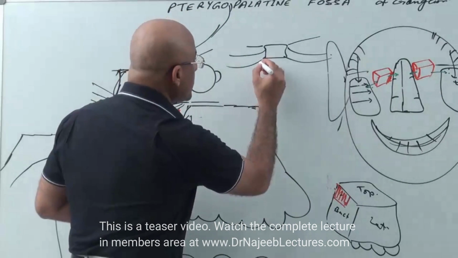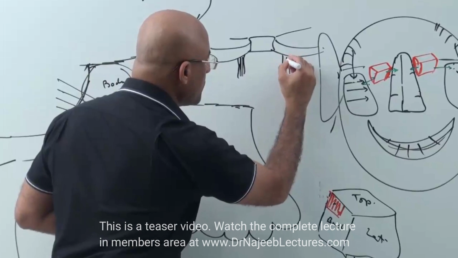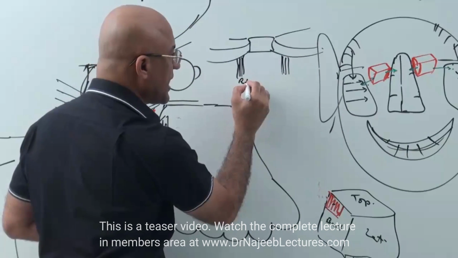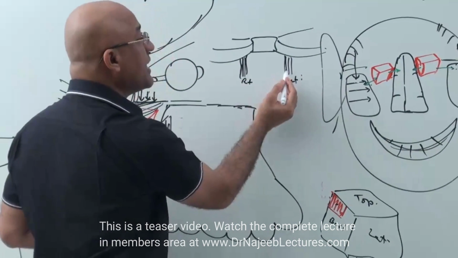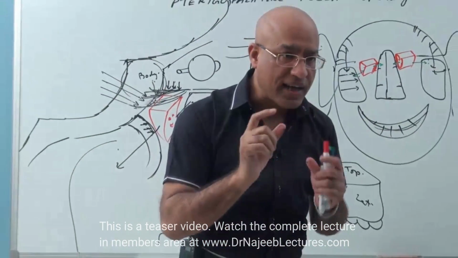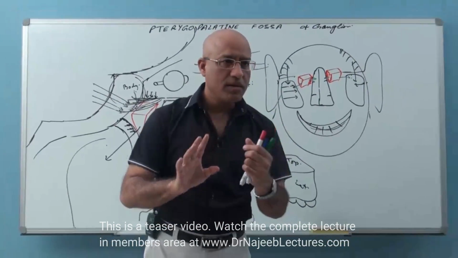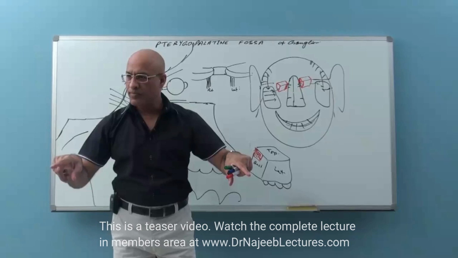Now, the sphenoid bone here has a structure which is going down. These two structures, the right structure and left structure, are called the pterygoid processes of the sphenoid bone. What are these? Pterygoid processes of the sphenoid bone. Am I clear? Yes, sir. Anyone who is confused? Okay.